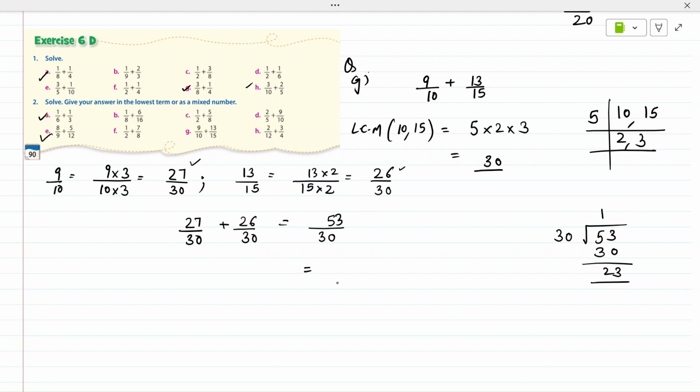So now what is our mixed fraction? It is Q quotient R remainder by D divisor. Okay, so this is our required mixed fraction.